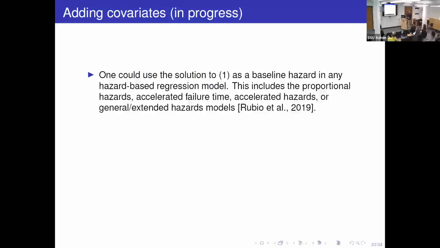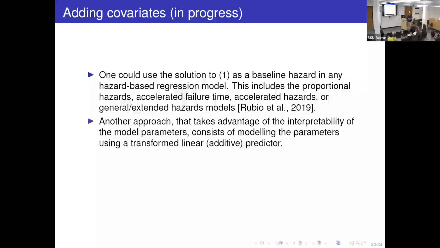Now, what about covariates? Of course, I have focused on the context without covariates. The natural way would be, okay, use the solution of your ODEs as a baseline hazard in your proportional hazards model, accelerated failure time, and some others. But then what my colleague and I think is that this will be like a glorified way of producing baseline hazards.